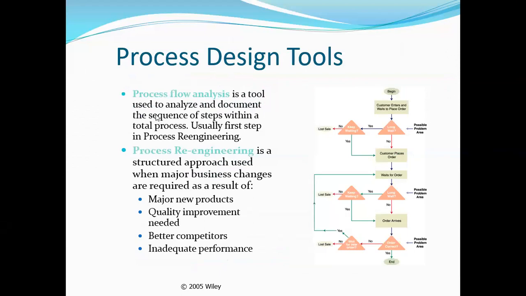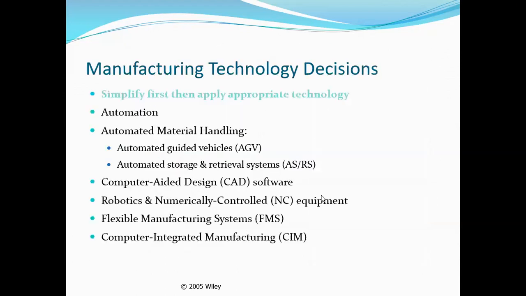So we have another process design tool. We have the process flow analysis. It's a tool we use to analyze and document the sequence of steps within a total process. Usually when we do process re-engineering, we will create the sequence. And then process re-engineering is, we probably move around different jobs to see whether we can make it faster, or improve the quality, or maybe make a different product. So that's the process re-engineering.